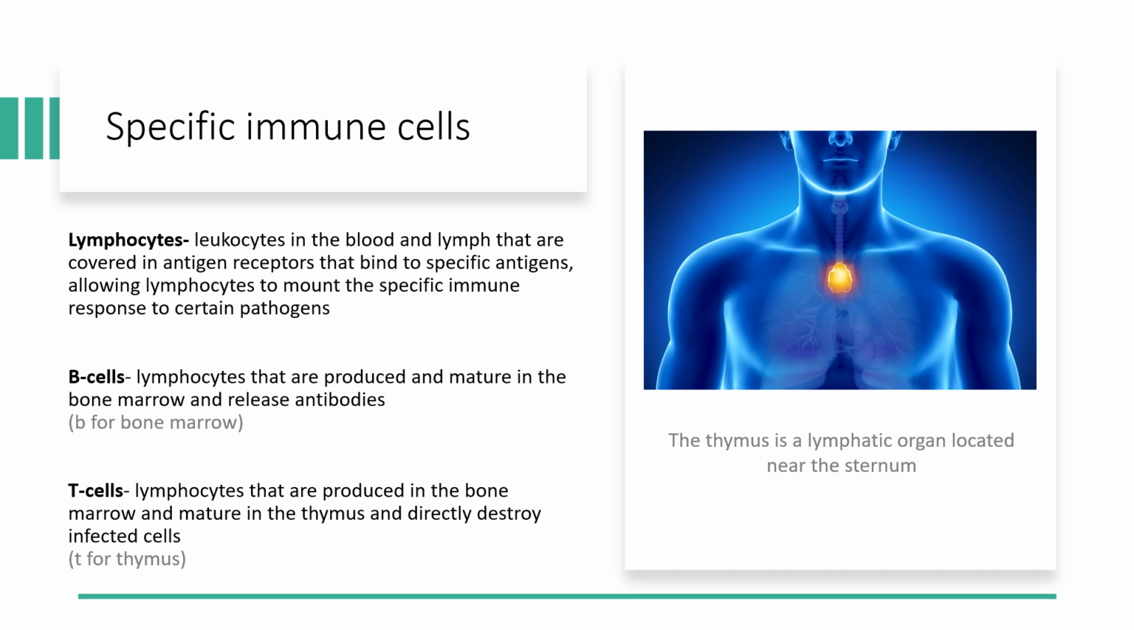T cells are another type of lymphocyte. They are also produced in the bone marrow, but they travel down to the thymus, T for thymus, where they mature and destroy infected cells.